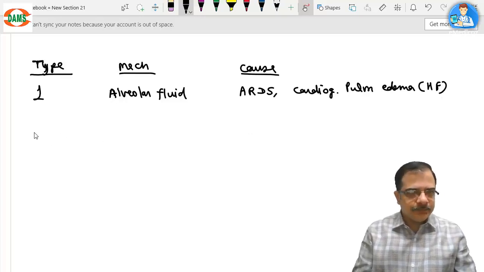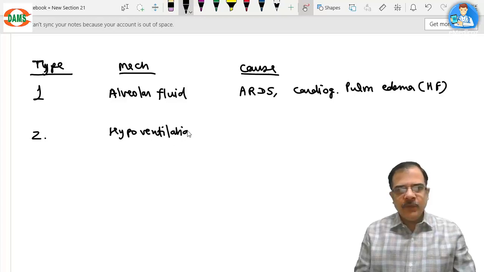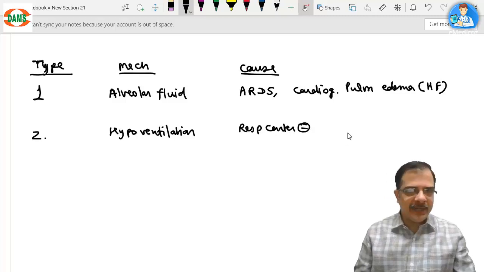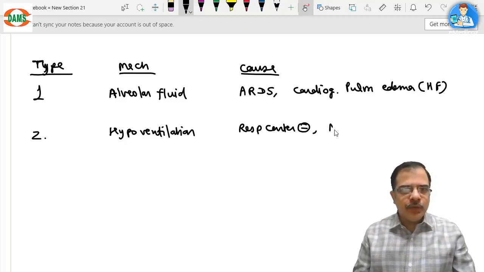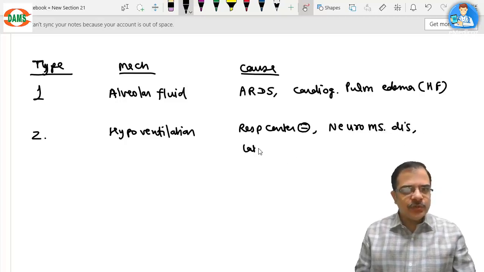While type 2 is because of hypoventilation. The causes of hypoventilation include respiratory center inhibition due to drugs, head injuries, trauma, any cause of respiratory center inhibition, or neuromuscular disorders. It can also be the late stages of COPD.